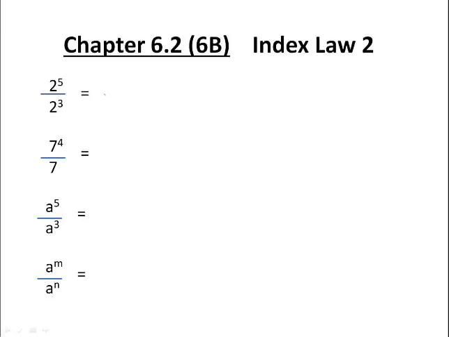Is there a quick way to work out the solution when dividing terms with the same base? If we look at the expression on the left, 2 to the power 5 divided by 2 to the power 3 in expanded form would look like this. We can see now that we can cancel 3 of the 2's from the numerator with the 3 2's in the denominator. And our answer would be, in index form, 2 squared.